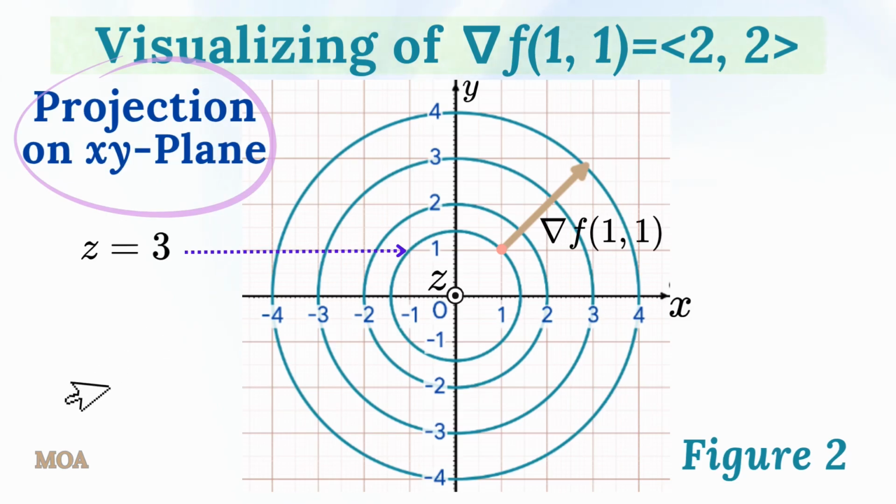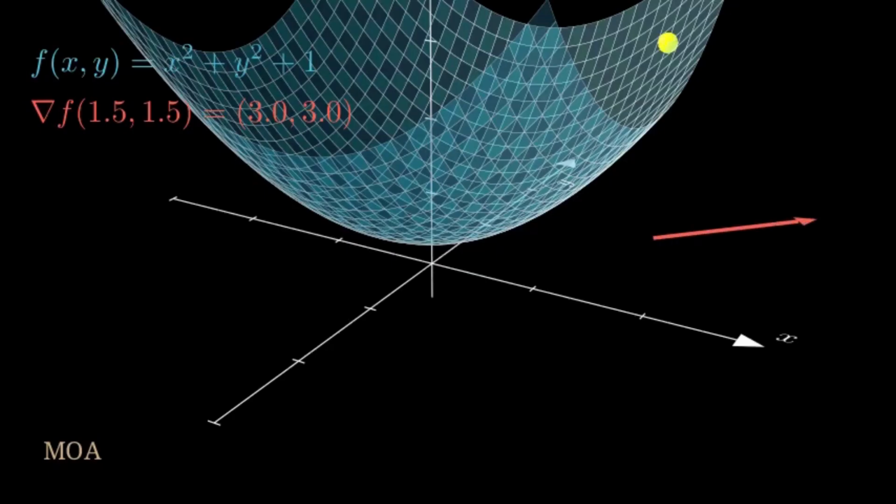us look simply at the projection of the 3D surface of f onto the xy plane, as shown in Figure 2. This figure clearly visualizes the vector 2, 2. It begins at the point 1, 1, and its tip points flawlessly to the point 3, 3. The gradient vector is colored in brown. Now, observe how the gradient vector changes direction and magnitude as x and y change. At point 1, 1, it points directly uphill, and the gradient vector becomes 2, 2, as we found previously.